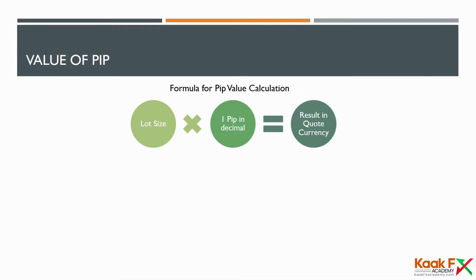Lot size is basically the quantity of our order times 1 pip in decimal. And the result is our profit in the quote currency. So you may recall from an earlier lesson how to read currency pair quotes. The base currency is the first currency in the pair, and the quote currency is the second currency in the pair. For example, if you're looking at USD/CAD, USD would be the base currency and Canadian would be the quote currency. Let's take a look at an example here.